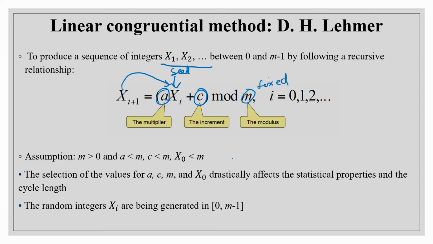Now if we want to generate the random numbers in between 0 to m minus 1, why am I saying m minus 1? Because it is obvious that this is modulo m. How do we operate this recursive relationship? We have to multiply a with our seed value, then we have to add c, and then we need to divide this with m, and whatever is the remainder is our new seed value. So obviously the remainder cannot exceed m minus 1, right? So we can only generate the random numbers from 0 to m minus 1.